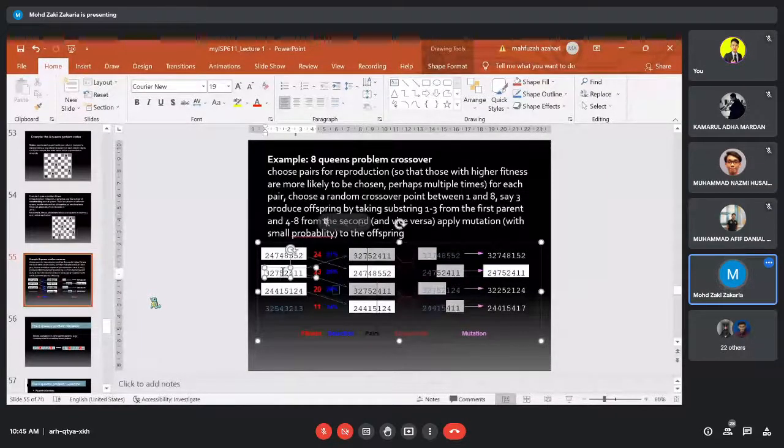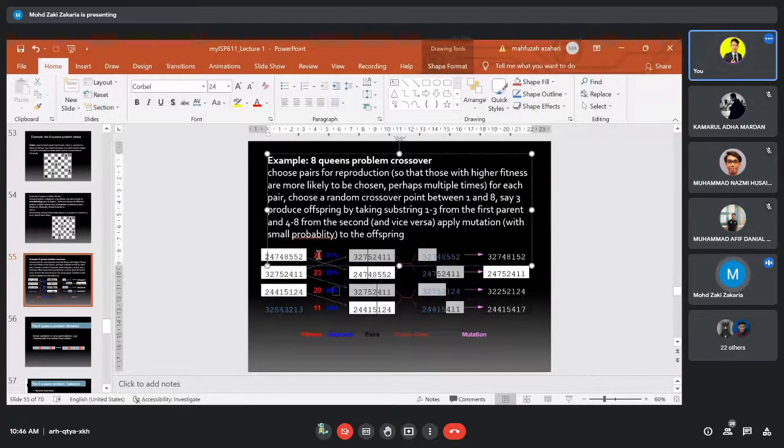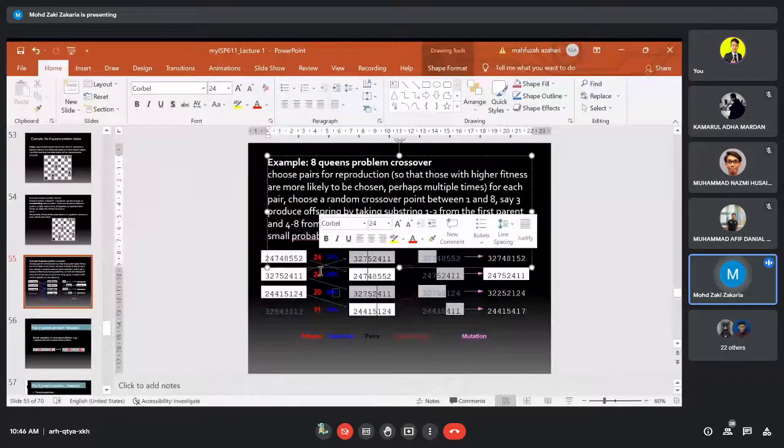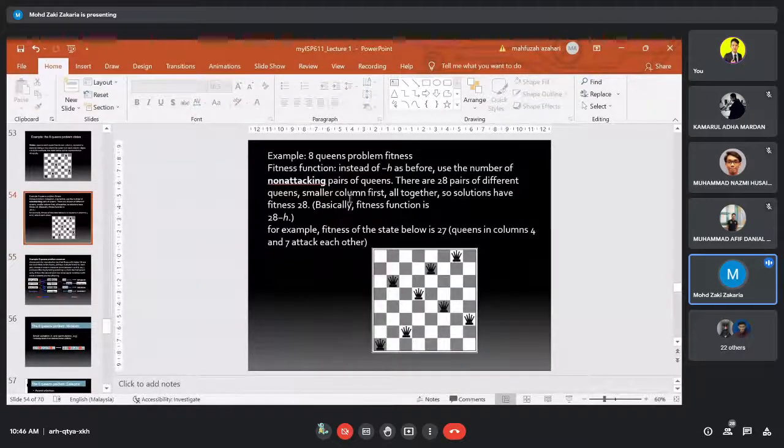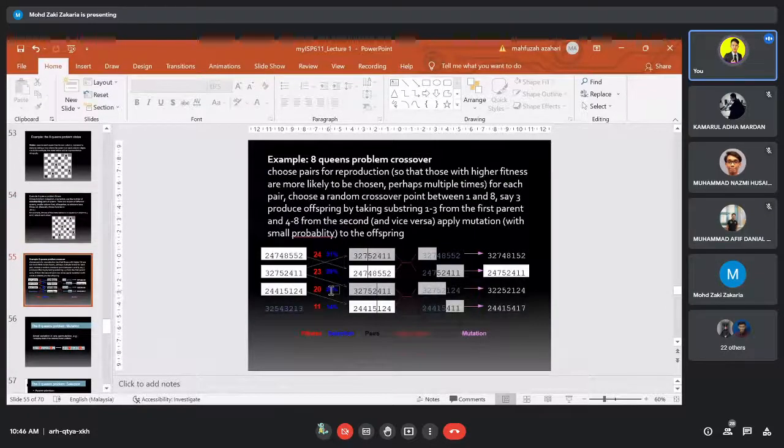7, we have 5 queen attacking each other and so on. Clear? That's why 24 ni consider the fitness function based on this formula. 28 minus 7. Itu faham. Dia attack each other, dia tolak H. Okay, faham. Clear? Yang faham boleh.